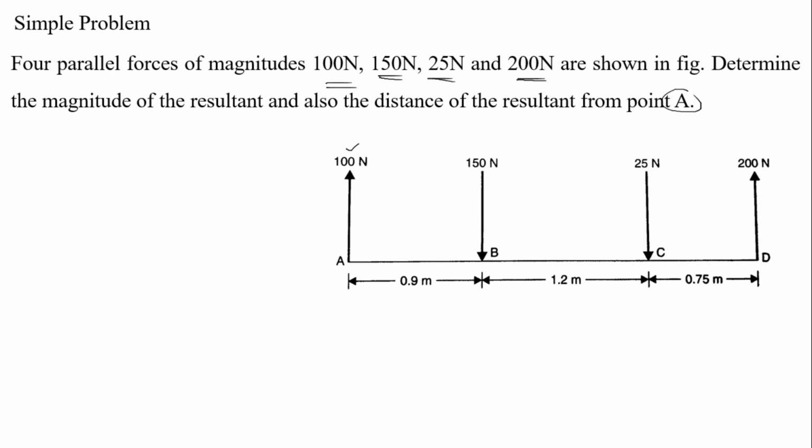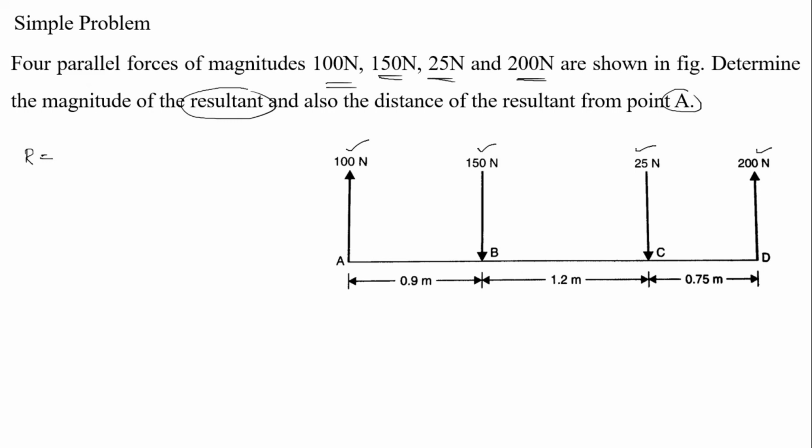So 100 Newton is acting upward, 150 Newton is acting downward, 25 Newton is acting downward and 200 Newton is acting upward at A, B, C, D respectively. They have given the distances between A, B, B, C and C, D. Now we have to find the resultant first. The resultant R is equal to upward force minus downward force. Let us take downward force as negative and upward force as positive.